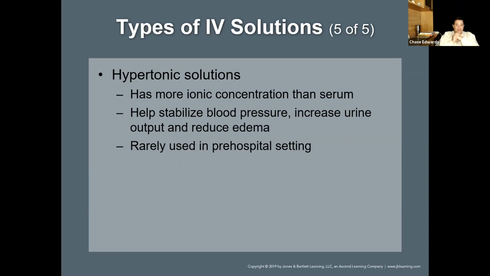All right, hypertonic solutions. A hypertonic solution has an osmolarity higher than serum. It has more ionic concentration than serum, and hypertonic solutions shift body fluids into vascular space and pull fluid and electrolytes from the intracellular and interstitial compartments into the intravascular compartment. It's going to help stabilize blood pressure and increase urine output and reduce edema, which may be something that we're trying to do.